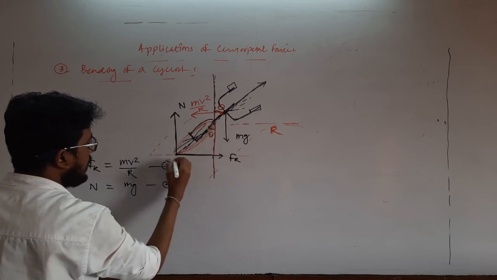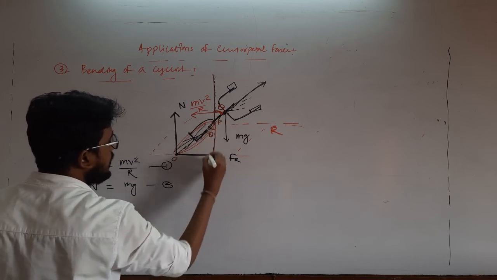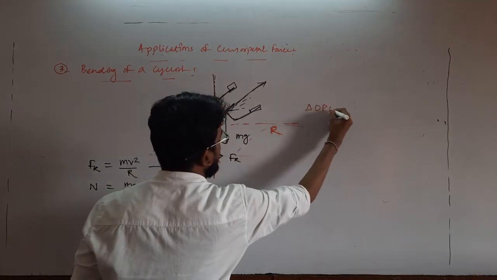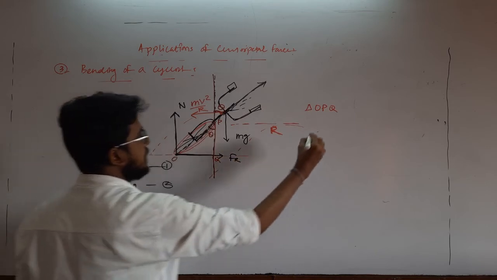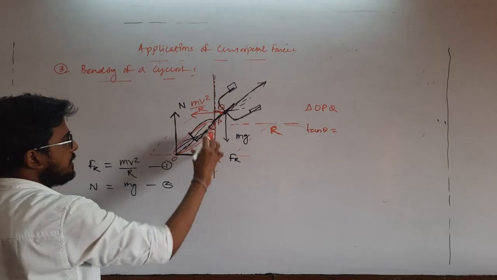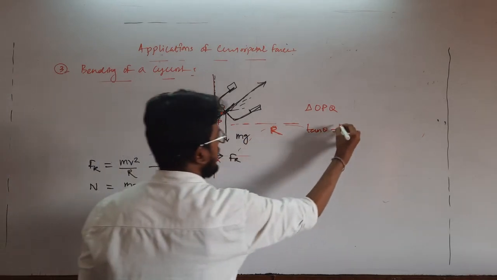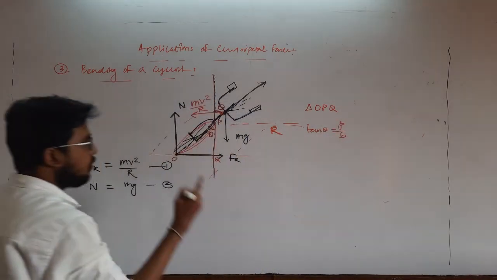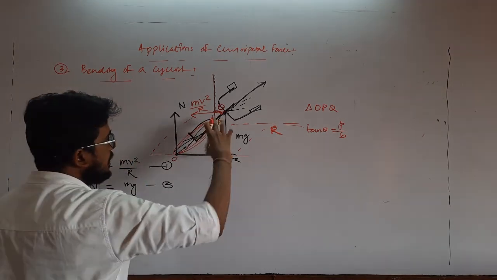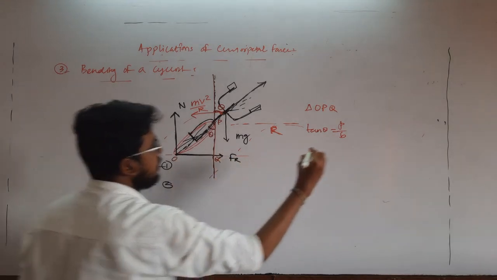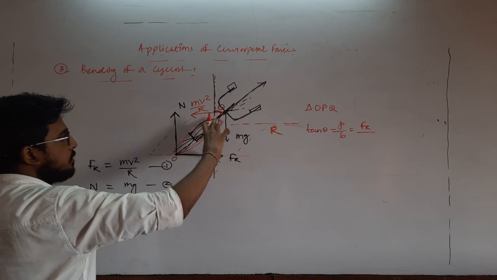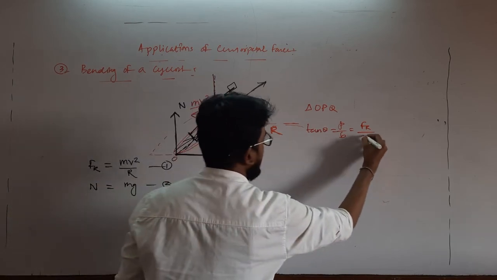So in this triangle, let it be OPQ. In triangle OPQ, what is tan theta? In OPQ, tan theta equals how much? P by B. So tan theta equals P by B. What is P? P is OQ, that is the frictional force Fr, divided by B, which is the normal reaction N.